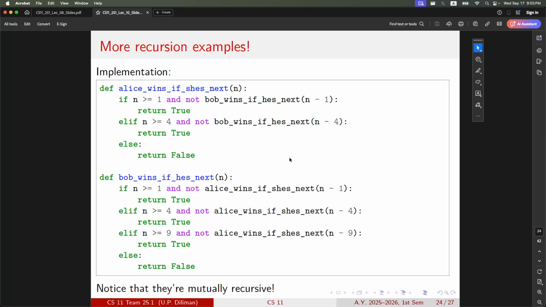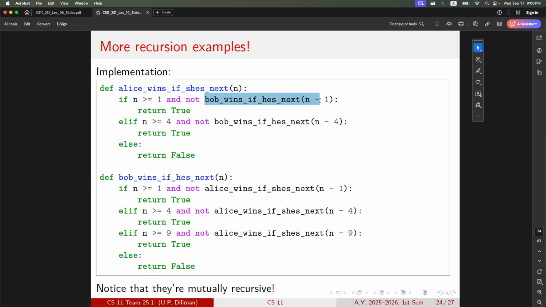So here's a function that describes what's happening. We define a function: Alice wins if she's next. If Alice takes 1 stone and Bob loses, then Alice wins. Or if Alice cannot win with taking 1 stone, if Alice takes 4 stones and Bob loses with n minus 4 stones, then Alice wins. Otherwise, Alice loses. These are the only moves that Alice can do.